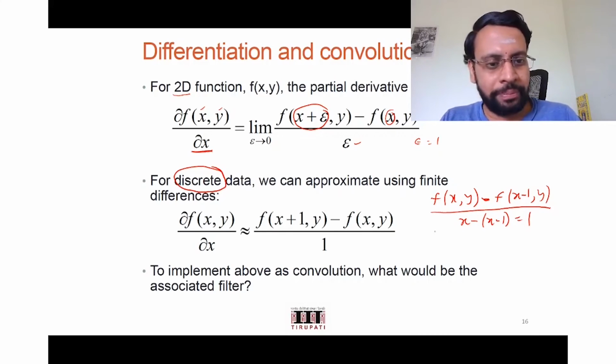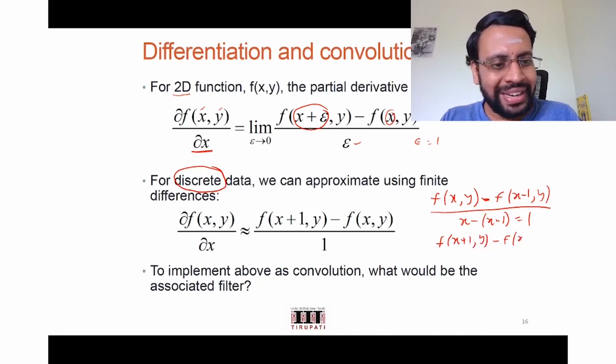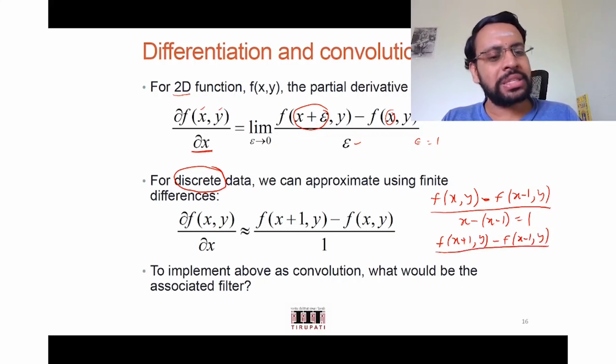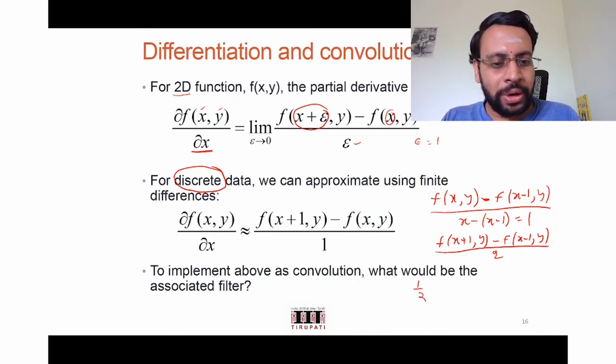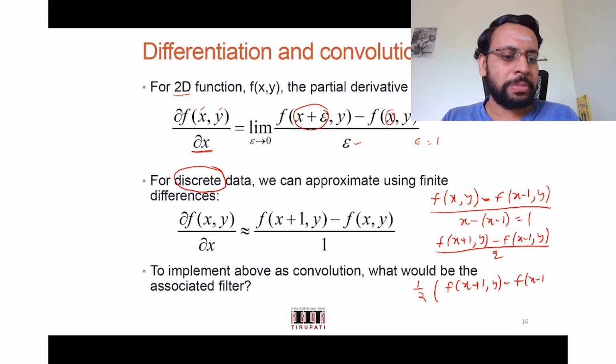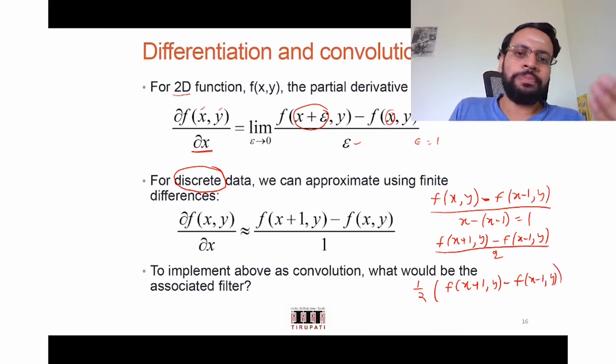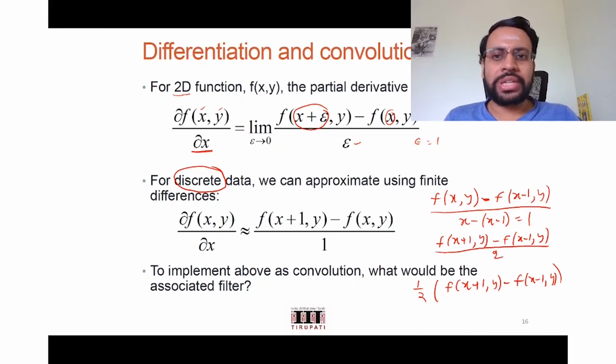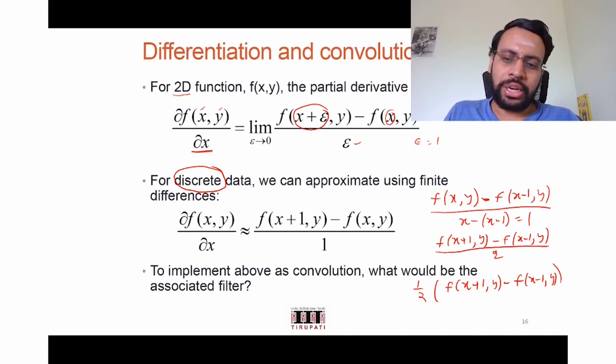Again, this is not the only way. I could have also taken f of (x plus 1, y) minus f of (x minus 1, y), divided by (x plus 1) minus (x minus 1), which is equal to 2. So that's equal to 1 by 2 into [f of (x plus 1, y) minus f of (x minus 1, y)]. These are all different approximations. I'm sure you have studied it in one of your mathematics courses. This is how you compute the derivative.